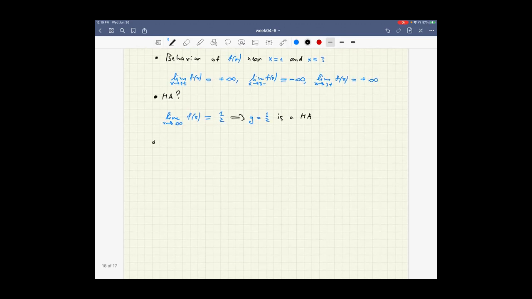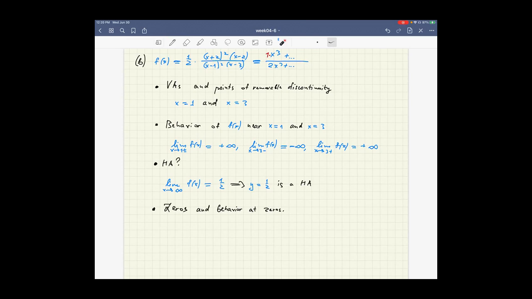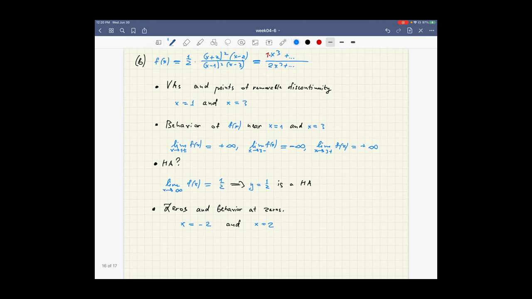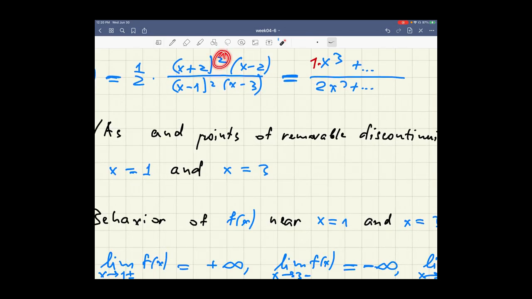Now what about zeros? And how does our function behave near zeros? Since the numerator and the denominator don't share any roots, the roots of f are those of the numerator, namely -2 and 2. -2 will be a touching because x plus 2 is raised to an even power. And 2 will be a crossing because x minus 2 is raised to an odd power.